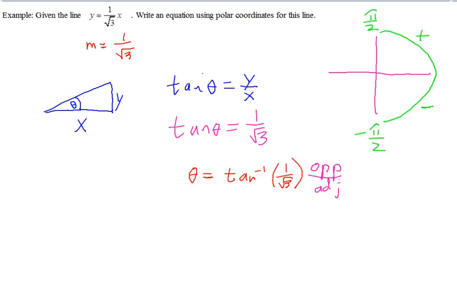Opposite, let's draw that in there, is 1. Adjacent is root 3. So we're looking for what that angle is. And you can see this would be a 30, 60, 90 triangle where this angle is 30 degrees, which is also in radians, because you always evaluate these in radians, pi over 6. So that arctangent of 1 over root 3 is pi over 6. So in this case, the polar equation would be theta equals pi over 6.